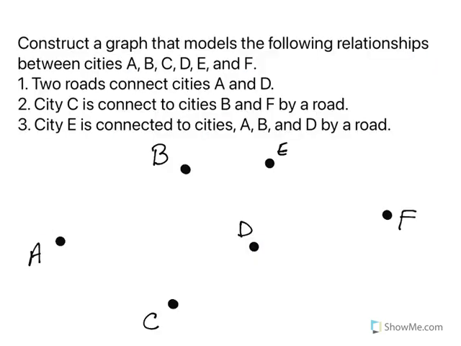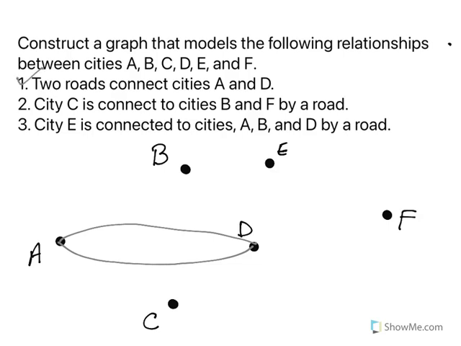So let's construct a graph that models the following relationships between cities A, B, C, D, E, and F. All right, so I'm going to do this in gray. So we see we have 6 cities located, and we know that 2 roads connect cities A and D. So I'm going to create 2 edges between A and D. Because there's 2 of them, we're going to make them a little bit curved, because if we made them 2 straight lines, they'd be on top of each other. That will show 2. So that's the first one.